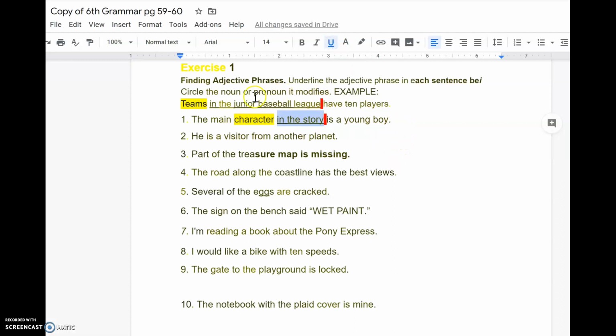Okay, so basically you're looking for the noun or the pronoun and looking for the prepositional phrase that describes it, that tells more about the noun or the pronoun. Okay, so why don't you try number 2 on your own? He is a visitor from another planet.